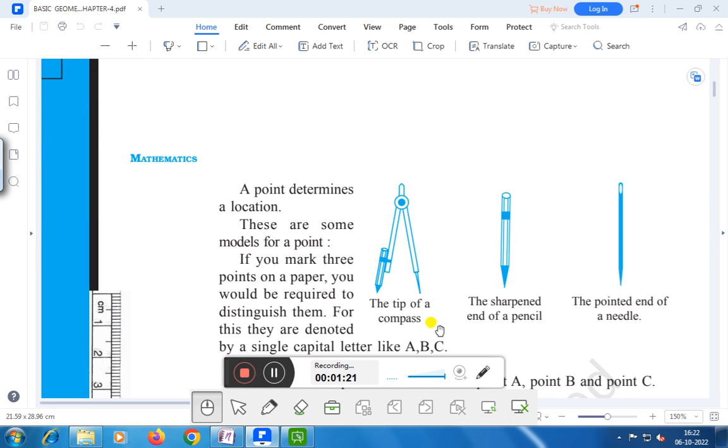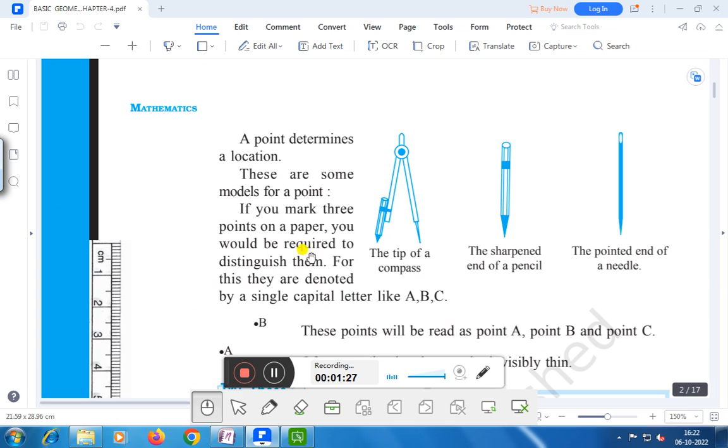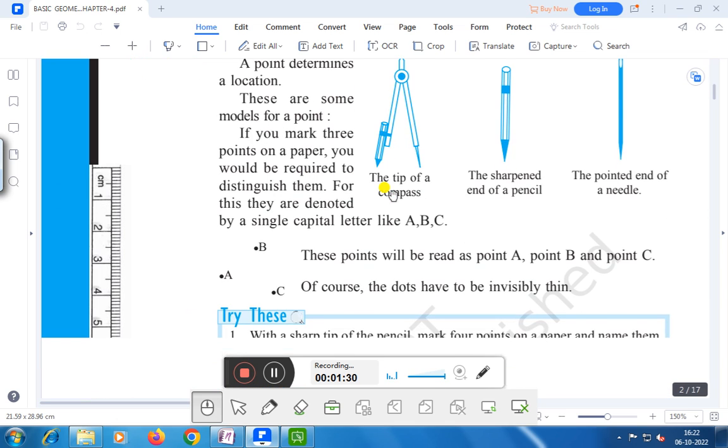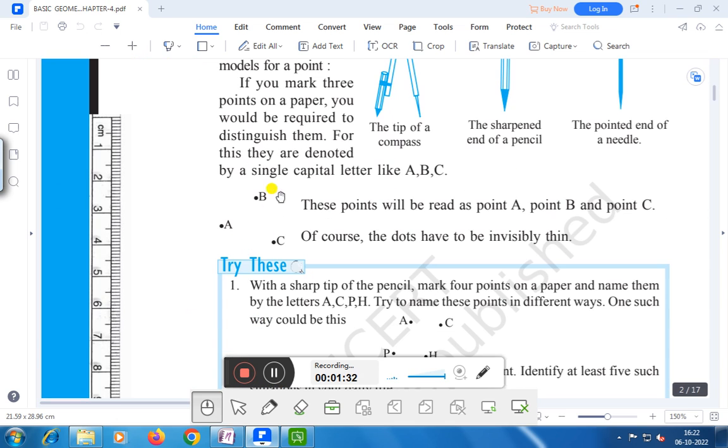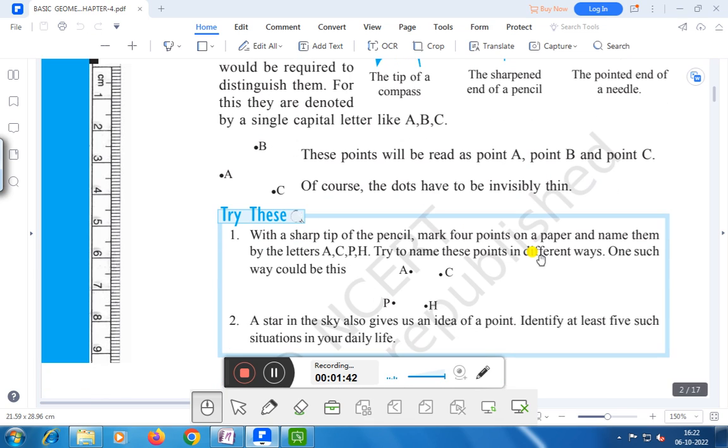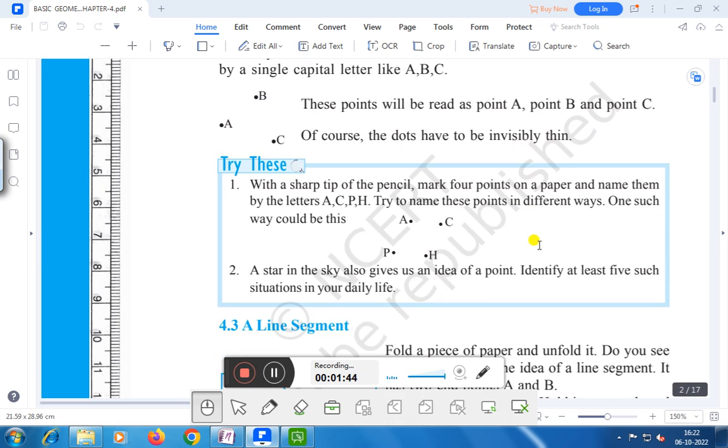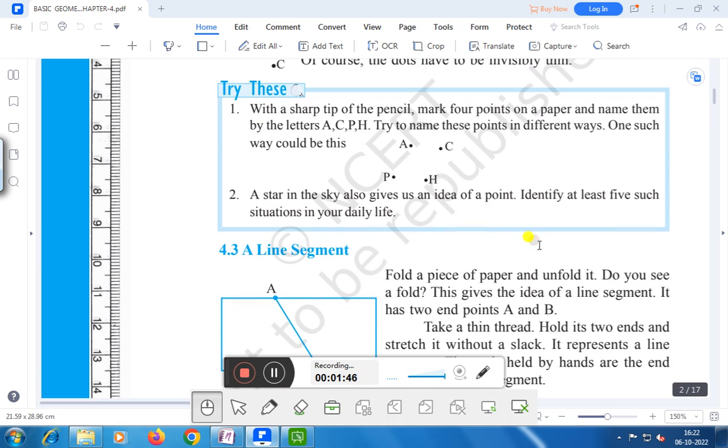You see, the tip of a compass is the location. The sharpened end of a pencil, the pointed end of a needle, these are some models for a point. Right here, we can represent points as point A, point B, point C. These points will be read as point A, point B and point C. Of course, the dots have to be invisibly thin. That is important for us, right? A star in the sky also gives us an idea of a point, right?